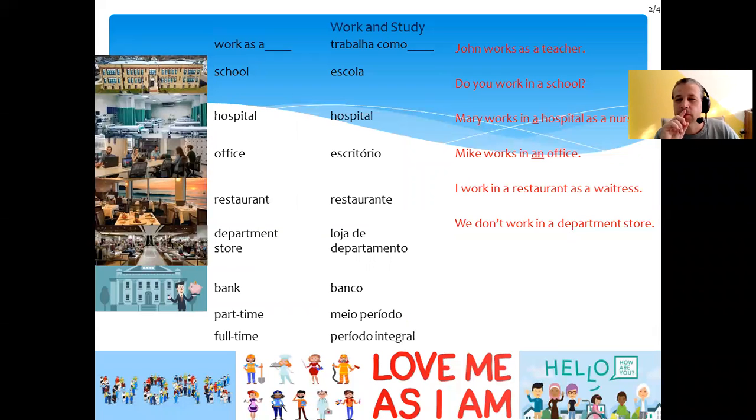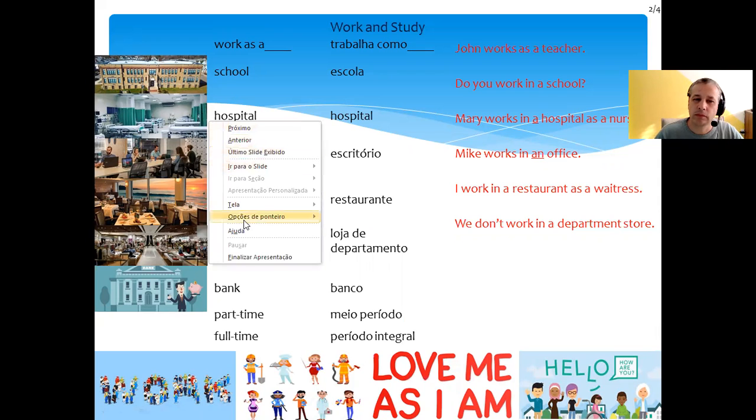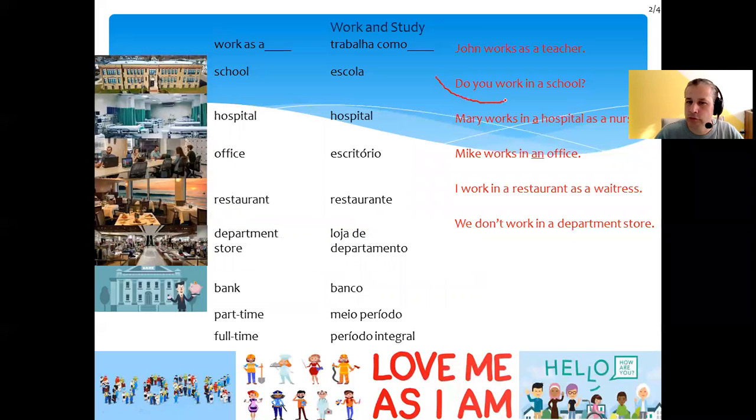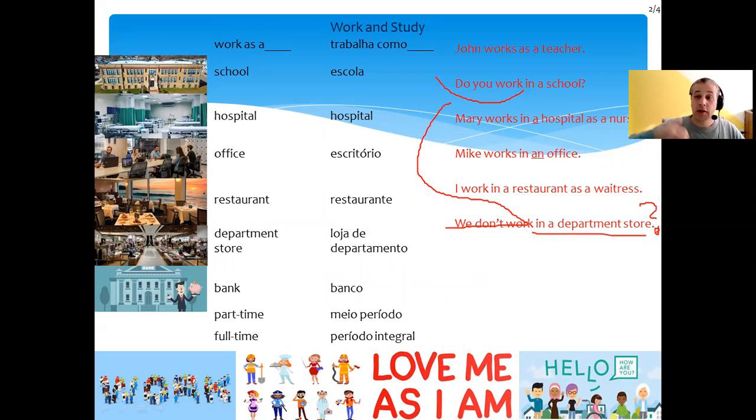How about a question? E que tal uma pergunta? Você trabalha em uma loja de departamento? Do you work in a department store? Yes. Yes, I do. No, I don't. Remember? We saw it 2 classes ago, I think. A gente viu isso umas 2 aulas atrás. Okay.